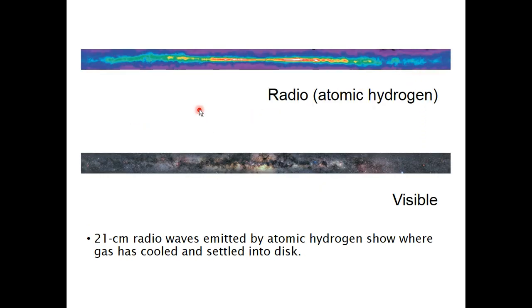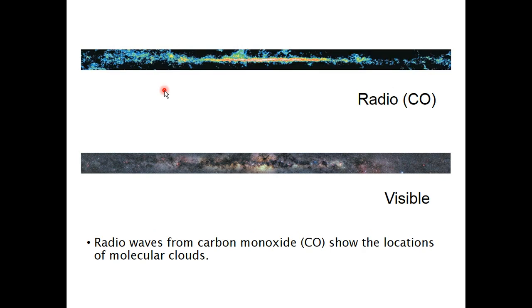And so in radio waves, what we're seeing is the atomic hydrogen that's cooling down, it's settling into a disk, and we can see where that shows up. And of course, it's more dense towards the center, but that's showing you where these clouds are at. Then, looking for carbon monoxide tells you where the molecular clouds are, and you can kind of see that again all along the disk, more towards the center.